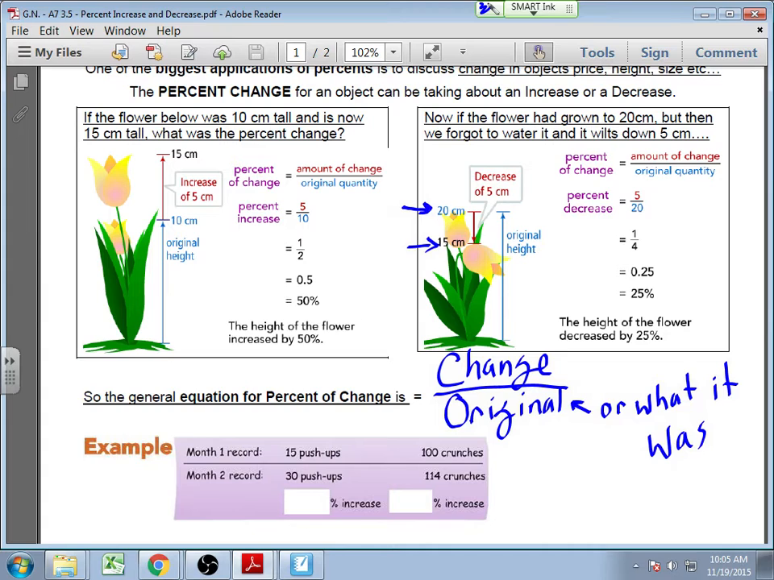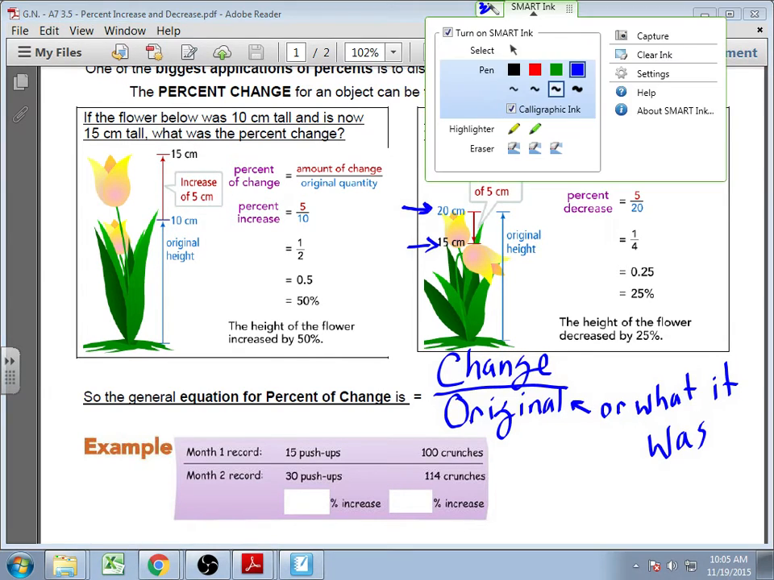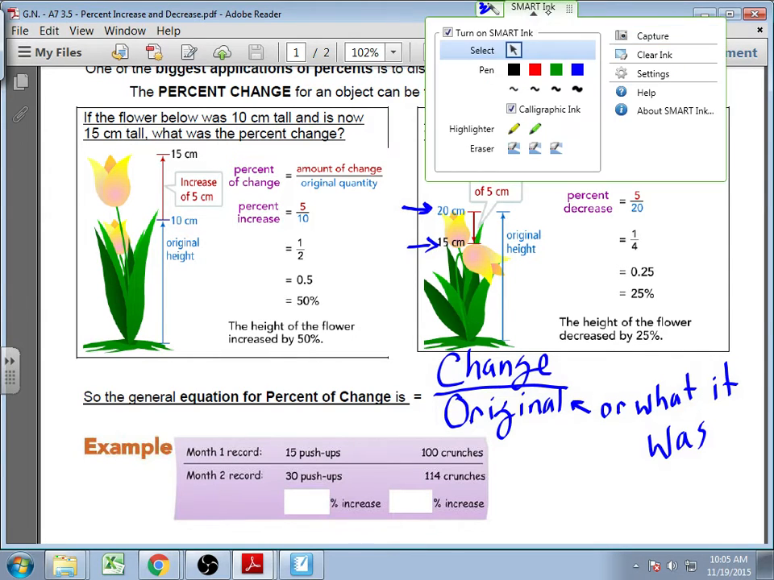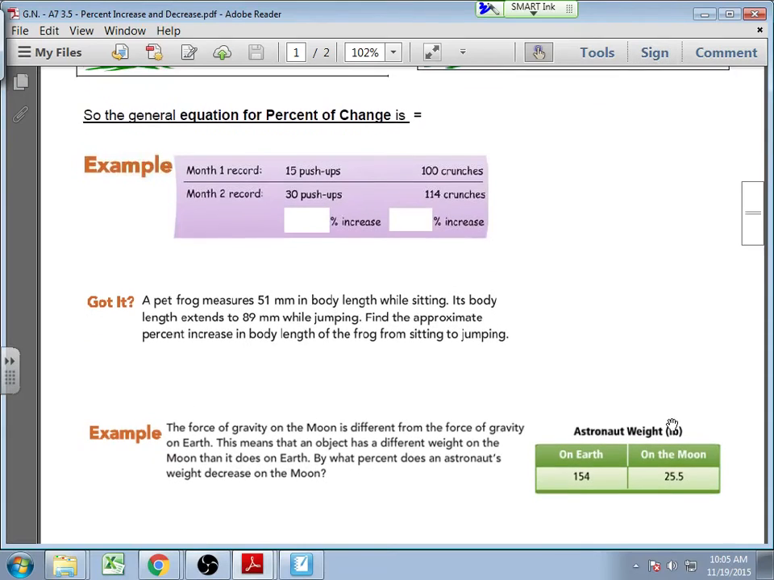So wouldn't you have to multiply that by 100 to get a whole? That's how we go from 0.25 to 25%. Or you can just know that 1/4 is 25%. Other questions? You got this written on your paper? Change over original? Or change over what it was? That's a good way to think about it, because you're thinking like, what was it before it is its current? So that can always help you. Not necessarily what did it start at, but what was it?